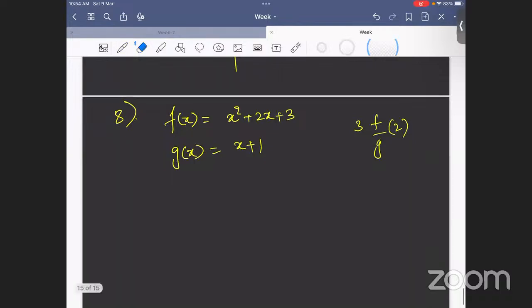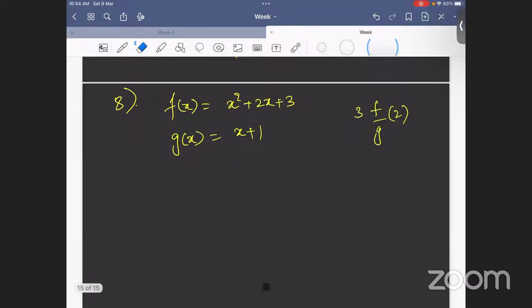So what are you getting, f by g of x? Sir, first I put 2 in f and g, then I divide them, then whatever value I get, I multiply by 3. Why did you multiply? Okay, you multiplied by 3 because here it is 3. Then what is the error you are getting? I got 15, but the answer is 11. So just put f by g as a function, and put 2 in the function and then multiply by 3. You will get 11.